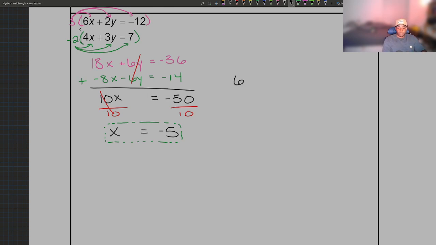So 6x plus 2y equals negative 12. And now, like we said, we're just going to replace that x with the value we found, which is going to be that negative 5. 6 times negative 5 plus 2y equals negative 12. 6 times negative 5 is negative 30 plus 2y equals negative 12.